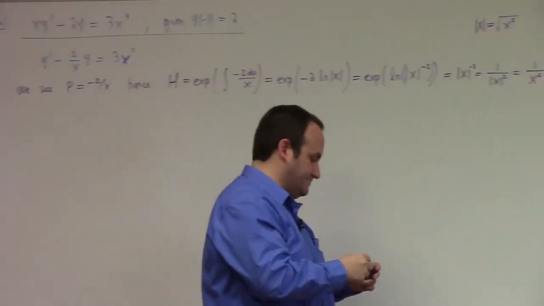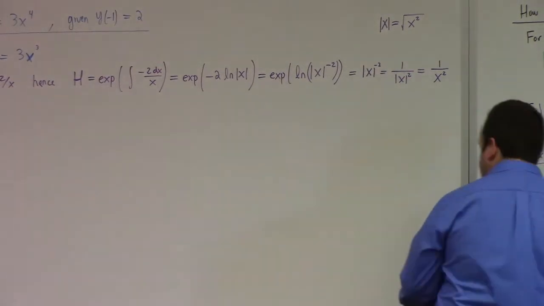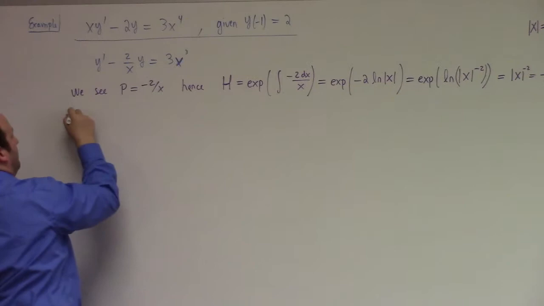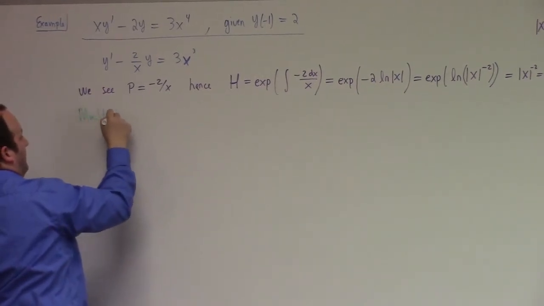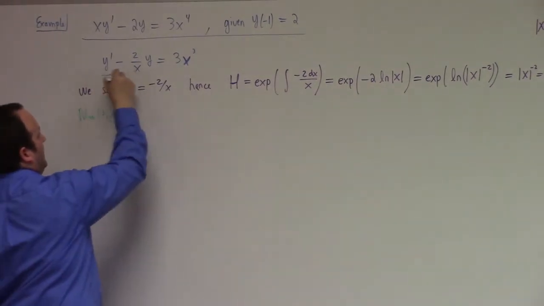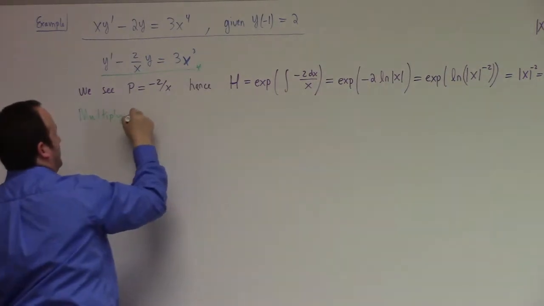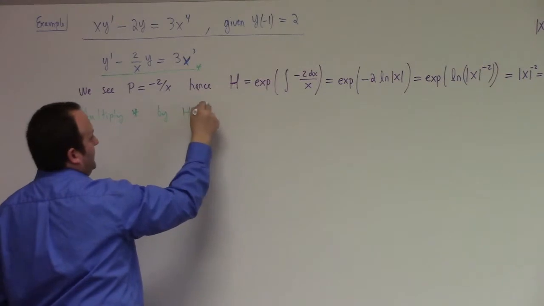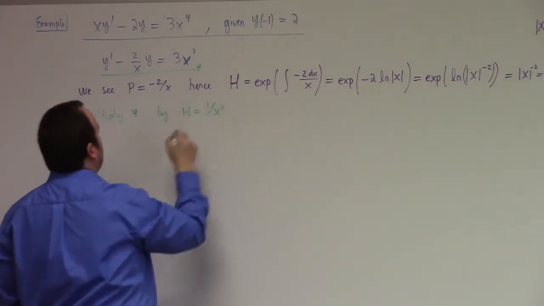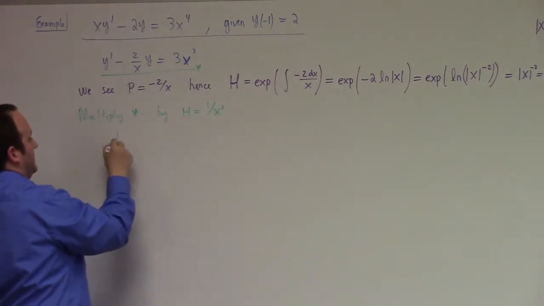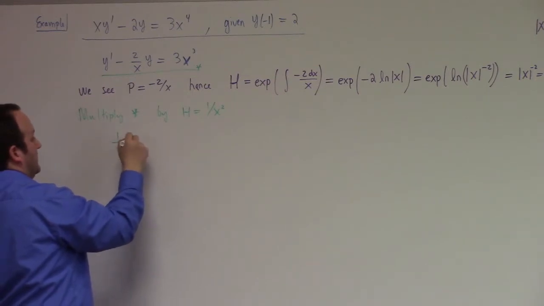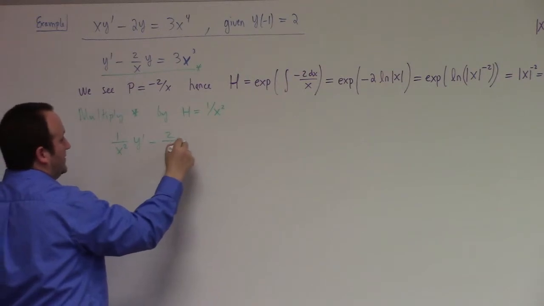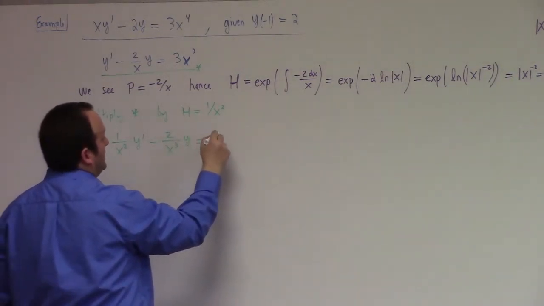So now what do we do? Multiply this differential equation. Let me give it a name. I'll call it star. Multiply star by our integrating factor h, which is 1 over x squared. All right, so what's that give us? That gives me 1 over x squared, y prime, minus 2 over x cubed, y is equal to 3x.